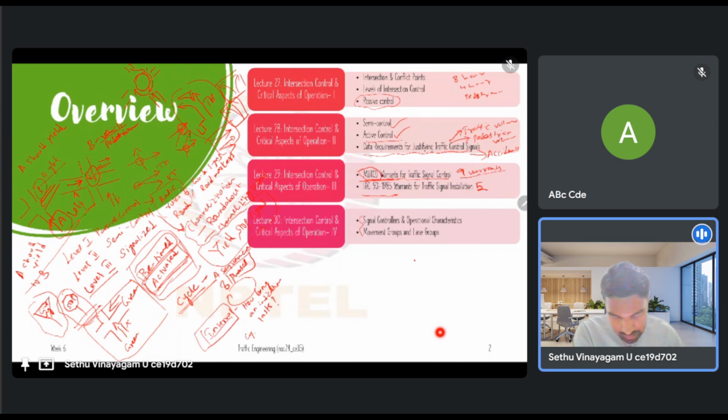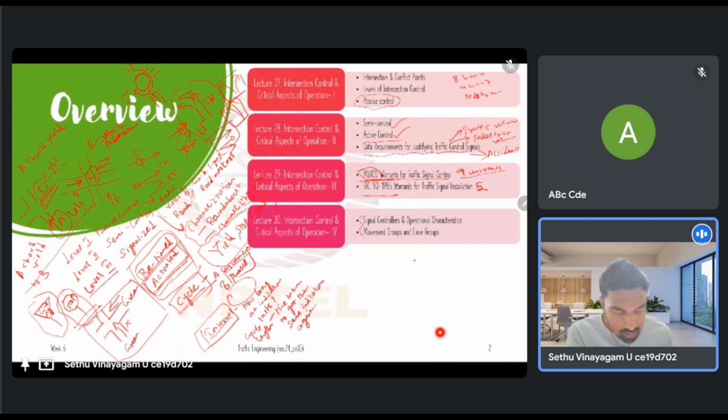Okay, and then we have cycle length. What is cycle length? Cycle length is basically how long one cycle lasts, right? So if starting with, say, green for a particular approach, how long it takes to get the next green, that is the cycle length. Okay, the time taken to get the same indication again. So these are the different terminologies that we should be familiar with.